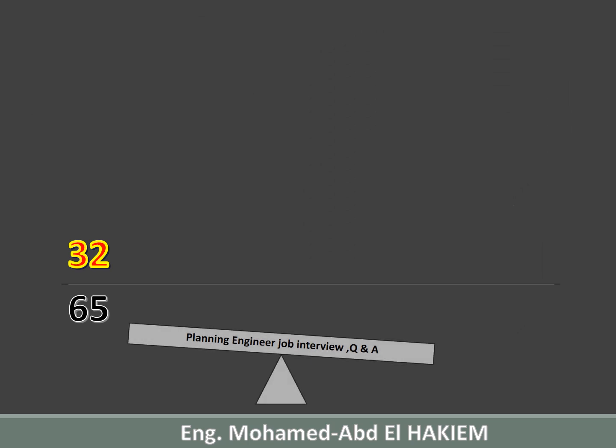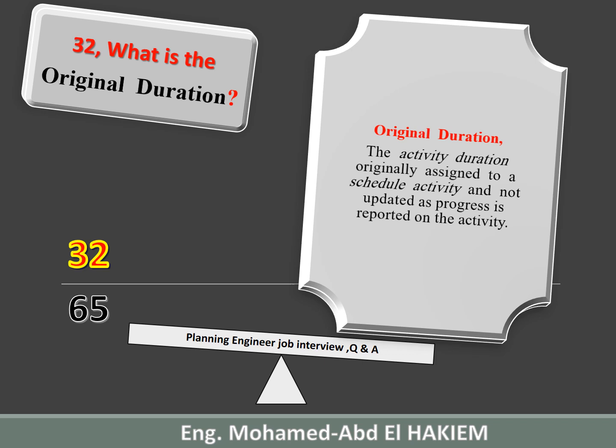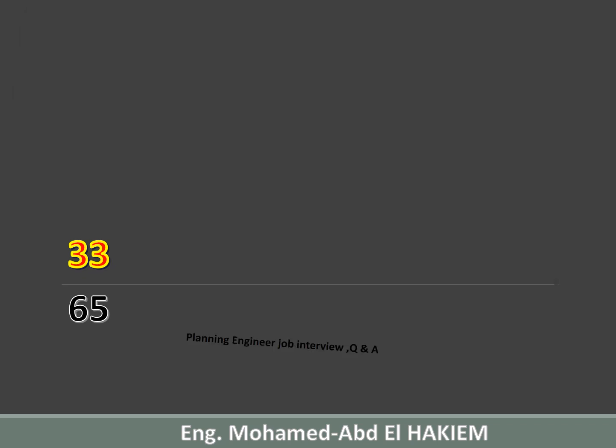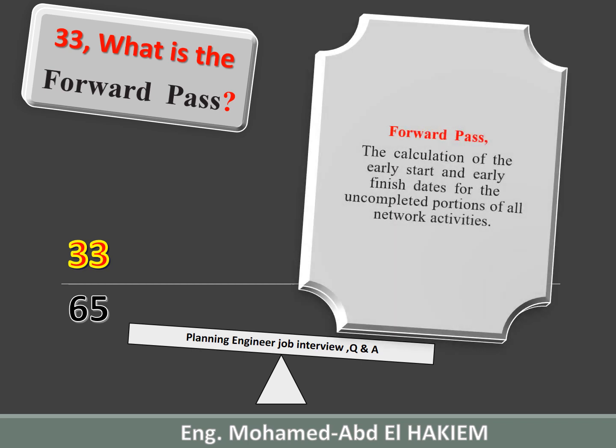32. What is the original duration? Original duration is the activity duration originally assigned to a schedule activity and not updated as progress is reported on the activity. 33. What is the forward pass? Forward pass is the calculation of the early start and early finish dates for the uncompleted portions of all network activities.